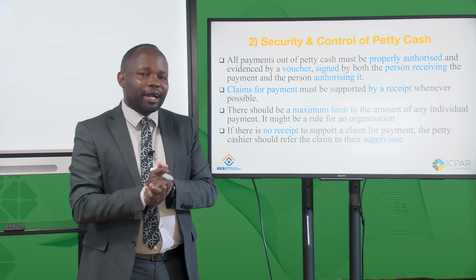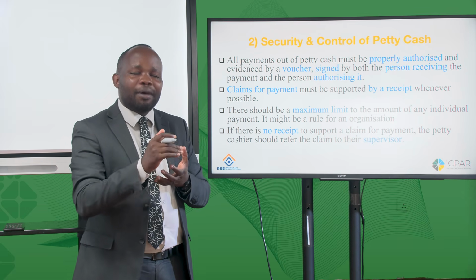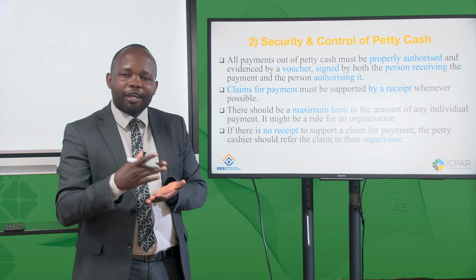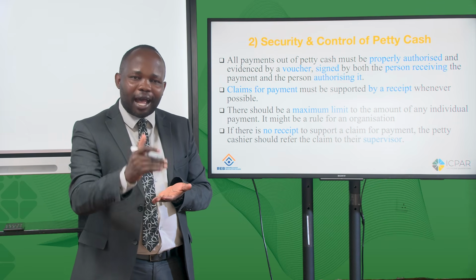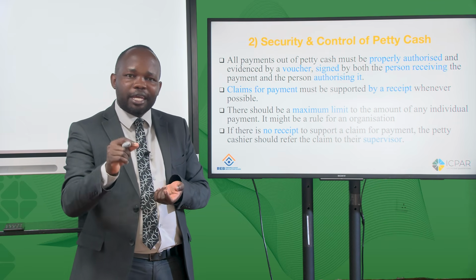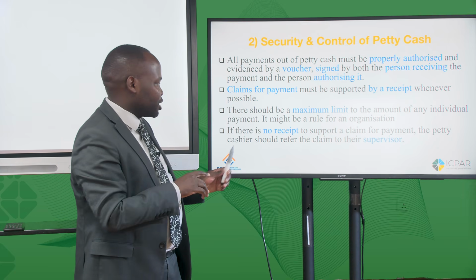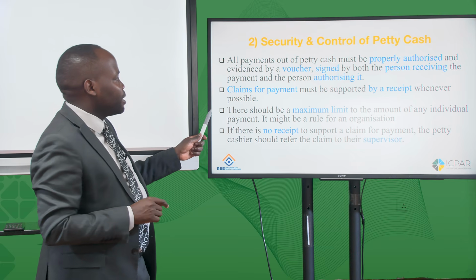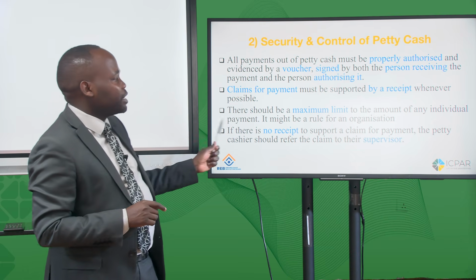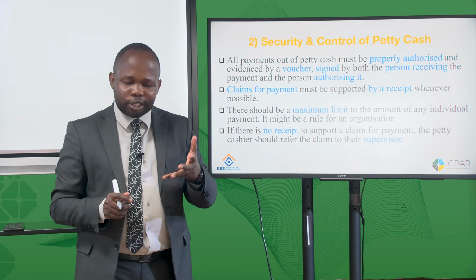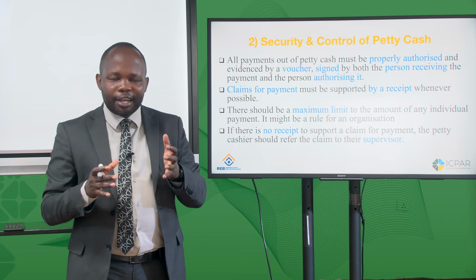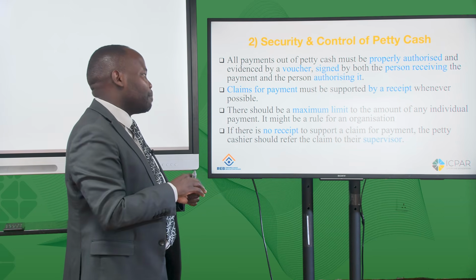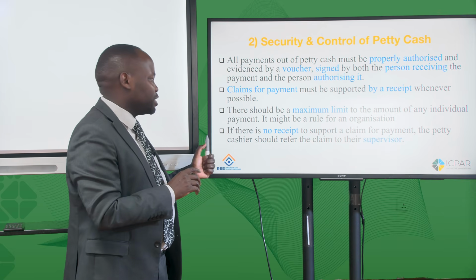Now, in every organization, there is a maximum amount of money that is allocated to the petty cash. And also, there is a maximum cap on what can be paid through petty cash. So there should be a maximum limit on the amount of any individual payment. It might be a rule of the organization. Just as I have said, every organization has a certain limit, a certain cap, on the amount that can be financed through petty cash.